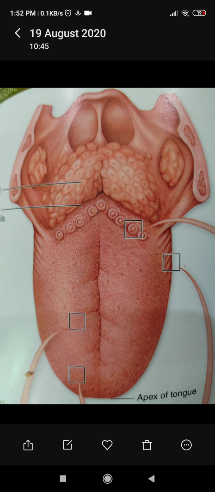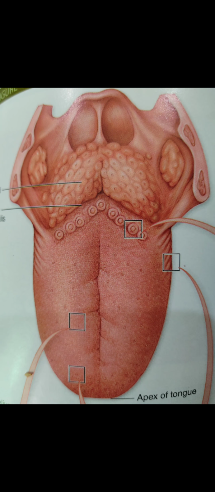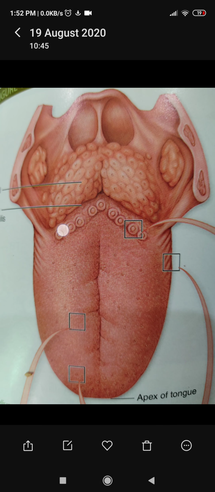This is the dorsal surface, the upper surface of the tongue, and you can see here that it has got an anterior 2/3 part and a posterior 1/3 part. This anterior 2/3 and posterior 1/3 part is separated by a V-shaped sulcus, and in front of the V-shaped sulcus lie these rounded structures.